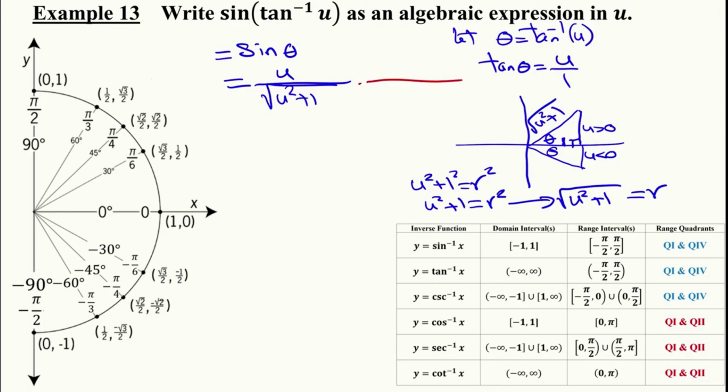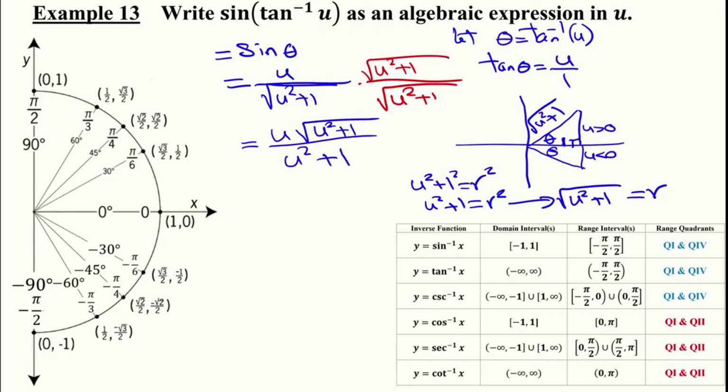So we're going to go ahead and multiply the top and the bottom by the square root of u squared plus 1. And we end up with u times the square root of u squared plus 1 over u squared plus 1. And that's it. There's not much else we need to do, and this will work whether somebody wants to calculate this for a positive value of u or for a negative value of u. So what we did was very universal.